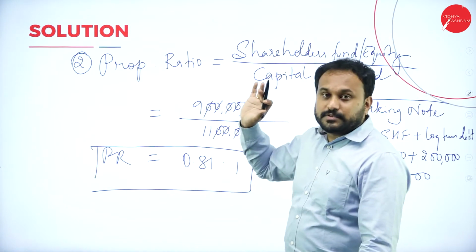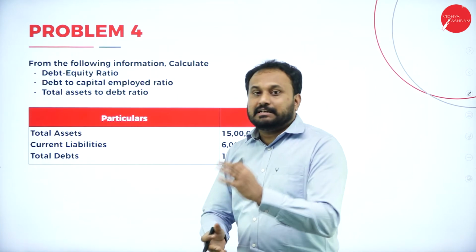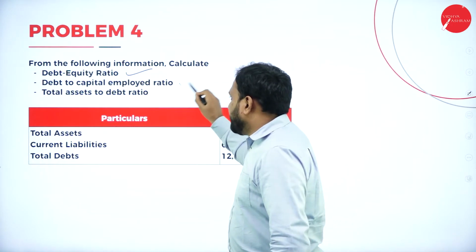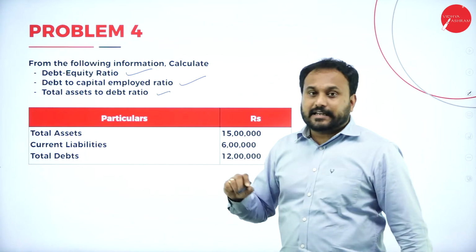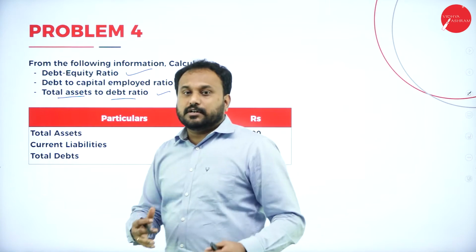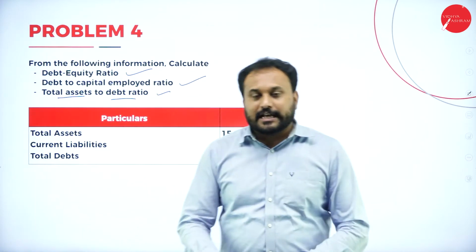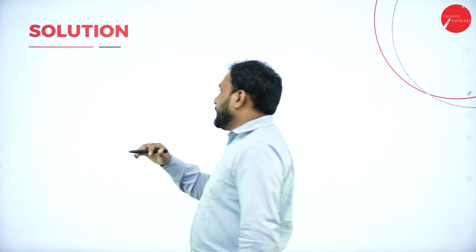If you just know what is needed, it is more than enough so that you can solve these kinds of problems. So the next problem here we have is, from the following information, calculate debt equity ratio, debt to capital employed ratio, and then the last one is total asset to debt ratio. Let's go with the flow here. Now there are three things they have asked us. So I'll not see what exactly they have given. I'll just go first with debt equity ratio.